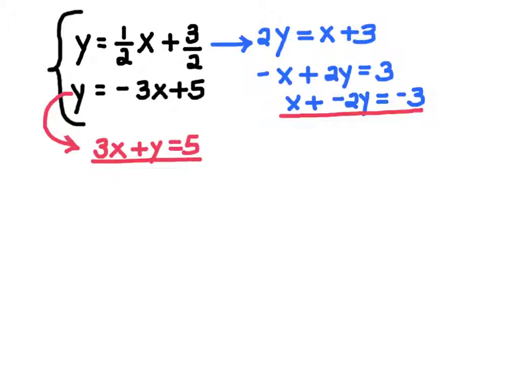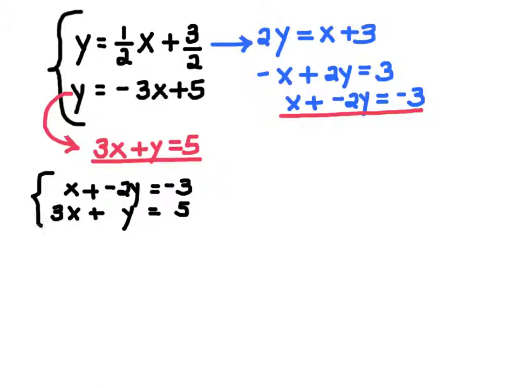To solve using addition, let's set these back up so that they are written as a system of equations. Our first equation is x plus a negative 2y is equal to a negative 3. Our second equation is 3x plus y is equal to 5. So here's our system of equations, and we are ready to start to solve them using addition.